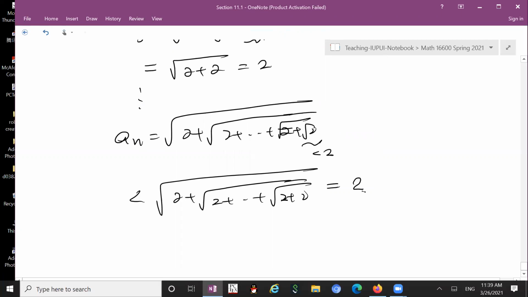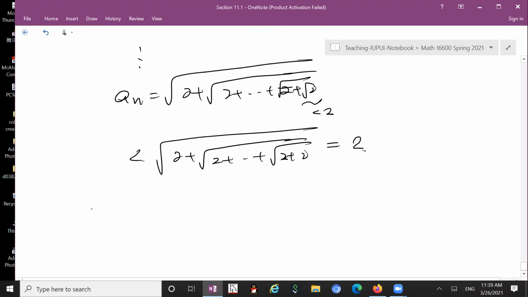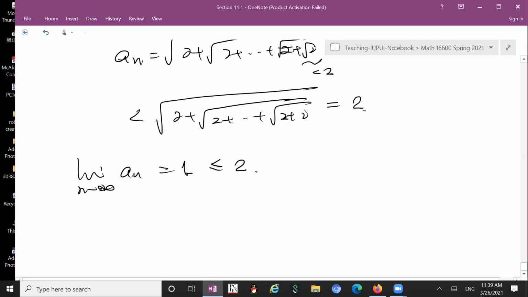So we conclude, therefore, the limit of a_n equals L exists because all a_n have an upper bound of 2, so they should be less than or equal to 2. All right.